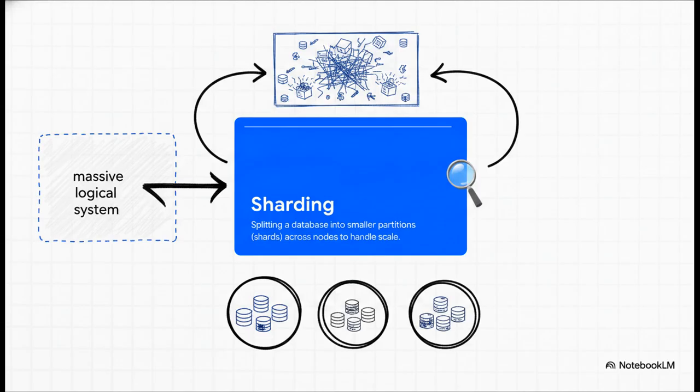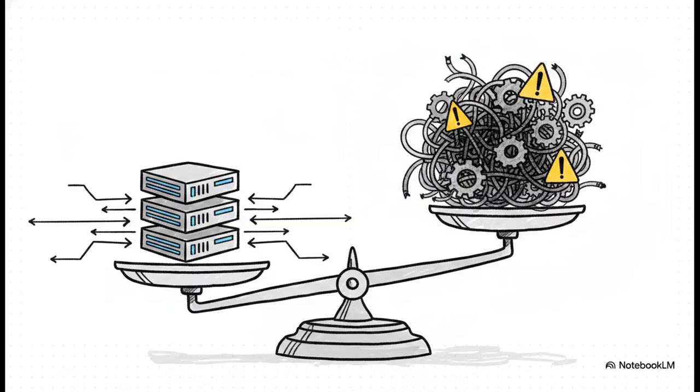Instead, you have to split your data into smaller, manageable, totally independent databases called shards. Think of it like replacing one massive, super crowded filing cabinet with a dozen smaller ones, so multiple people can actually search through them at the exact same time. Each shard is its own tiny database, but together they form this one massive, logical system. But there's always a catch, right? Here is the immediate trade-off.